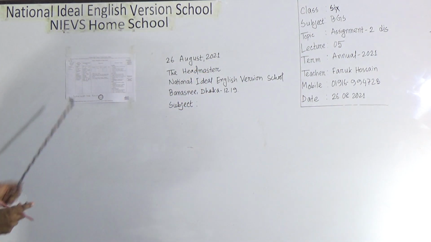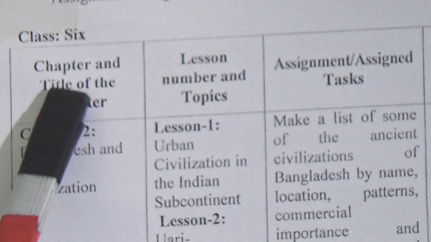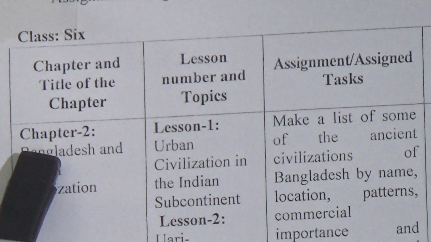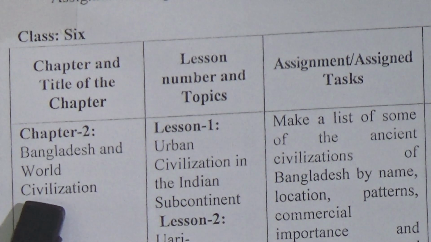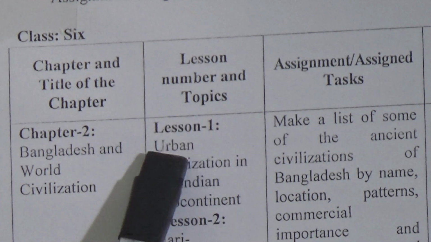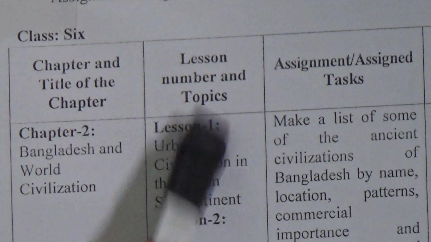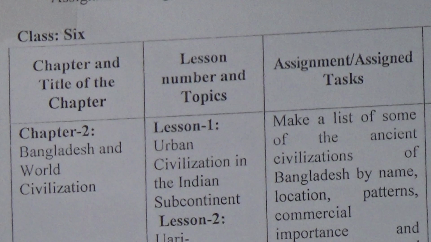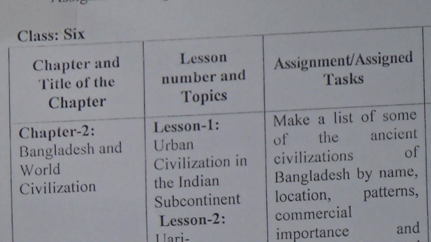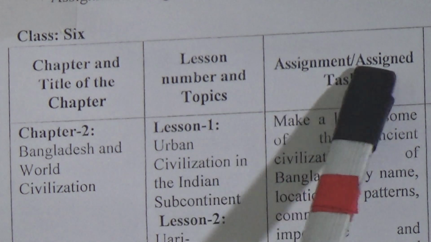Next students, class 6 assignment number 2, subject Bangladesh and Global Studies. Chapter and title of the chapter: Chapter 2, Bangladesh and World Civilization. Lesson number and topics: Lesson 1, then lessons 2, 3, 4 and 5. So I will tell you that you have to read the whole chapter 2. Then the assigned task.